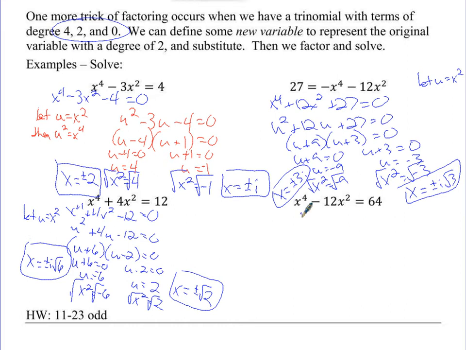So for this last one, again, get everything on the same side. X to the 4th minus 12x squared minus 64 equals 0. I have the quadratic form. Recognize that it's the quadratic form. It's a trinomial with a 4th degree, 2nd degree, 0 degree. So that means I can let u equal x squared, which means that u squared is x to the 4th. So therefore I have u squared minus 12u minus 64 equals 0.